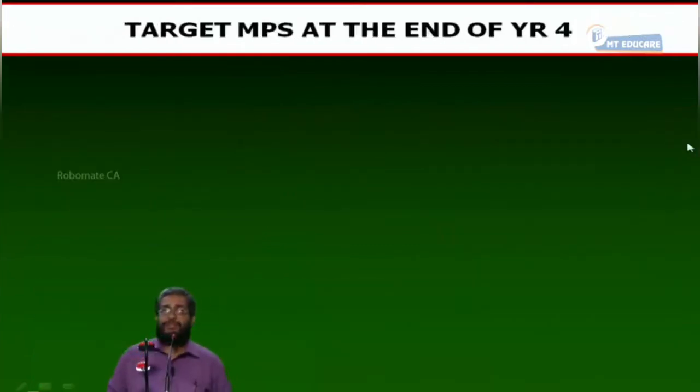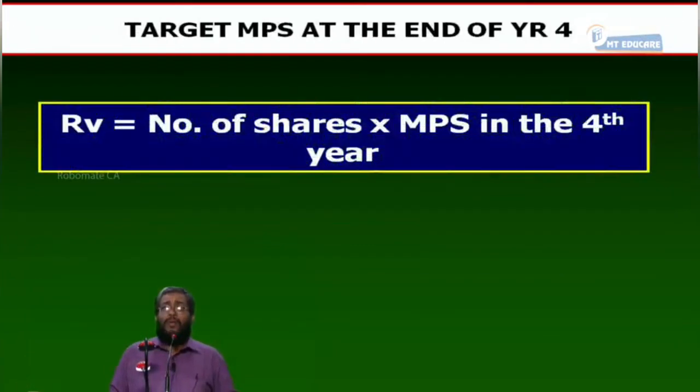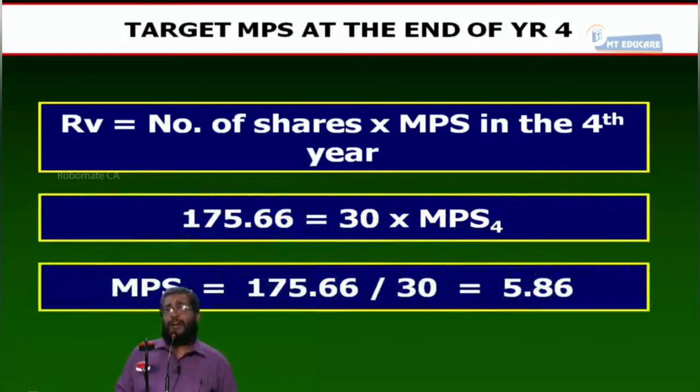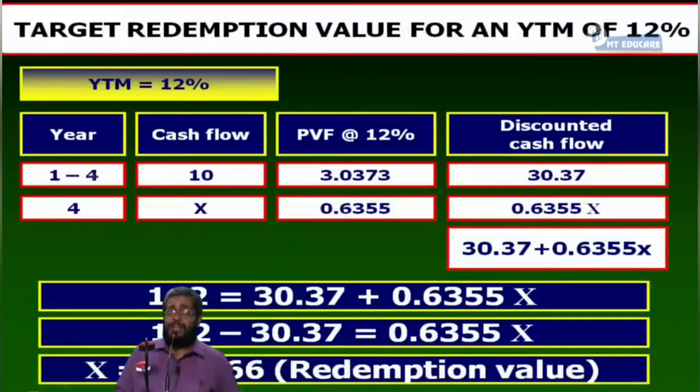Now. Next. 175.66 redemption value I want means it is going to be redeemed through how many shares? 30 shares. So what should be the share price at the end of the fourth year? 5.86. Today the share price is 4.15. It should grow to how much rupees? 5.86. Only if it grows to 5.86, I'll be achieving a redemption value of 175.66. Only when I get a redemption value of 175.66, I'll be able to achieve a return of 12% from the bond instrument. Respond yes or no?